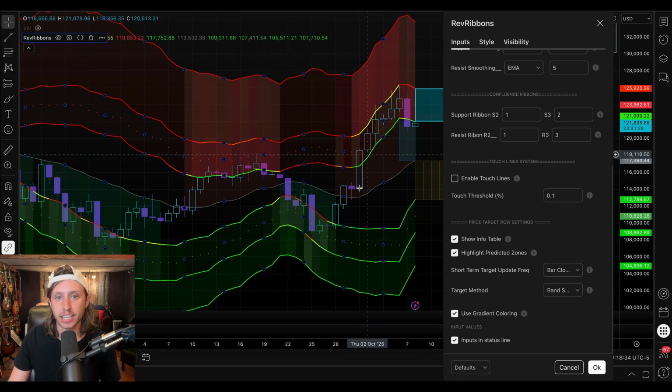The last couple things we'll look at here are the support ribbons and the resistance ribbons. S2 means, again, here we're looking at support 2. S3 over here is support 3. R2 is right there, resistance 2, and R3 is that band. So we're looking at the multiplier layers and the multiplier factors. So if we have it on 1, which is kind of my favorite, these are the settings.